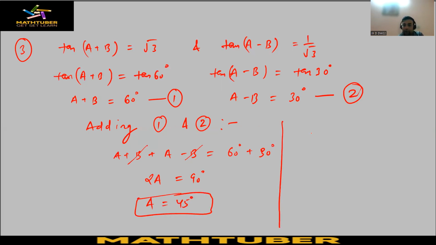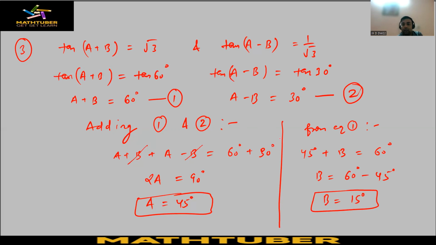And from equation number 1, if we put the value of a as 45 degree here, so 45 degree plus b is equal to 60 degree. B will be equal to 60 degree minus 45 degree. So B will be equal to 15 degree here, right? So this is how you will get the values of A and B in this question. And this is an important question. So do practice it.